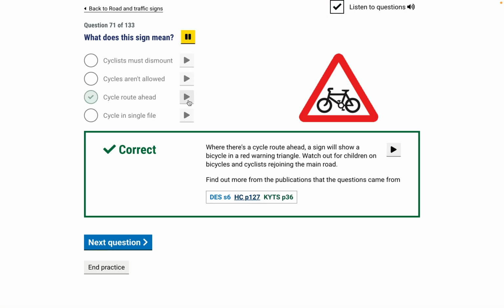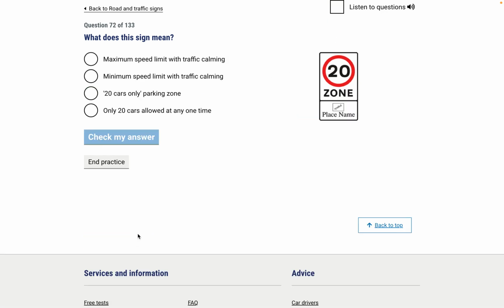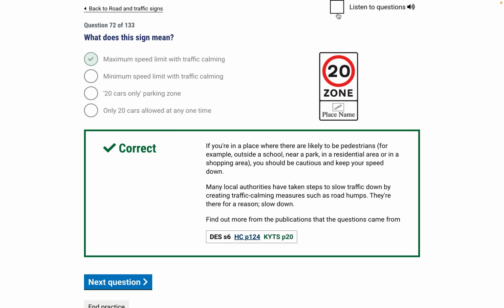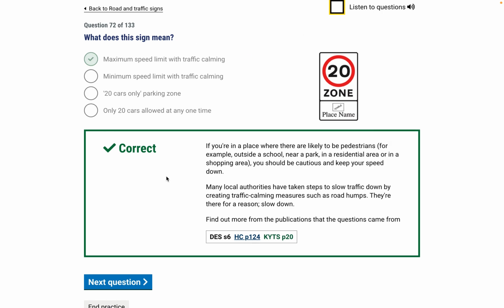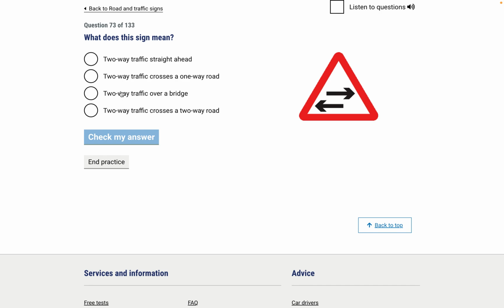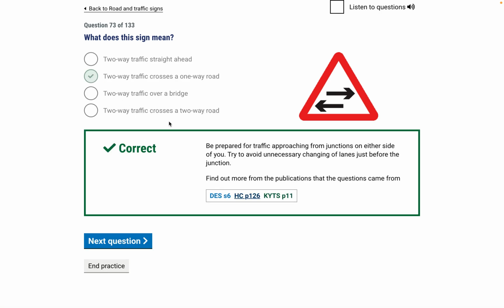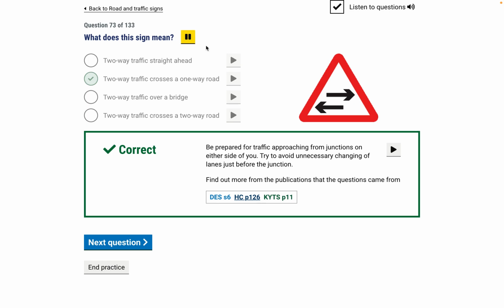What does this sign mean? Cycle route ahead. What does this sign mean? Maximum speed limit with traffic calming. What does this sign mean? Two-way traffic crosses a one-way road.